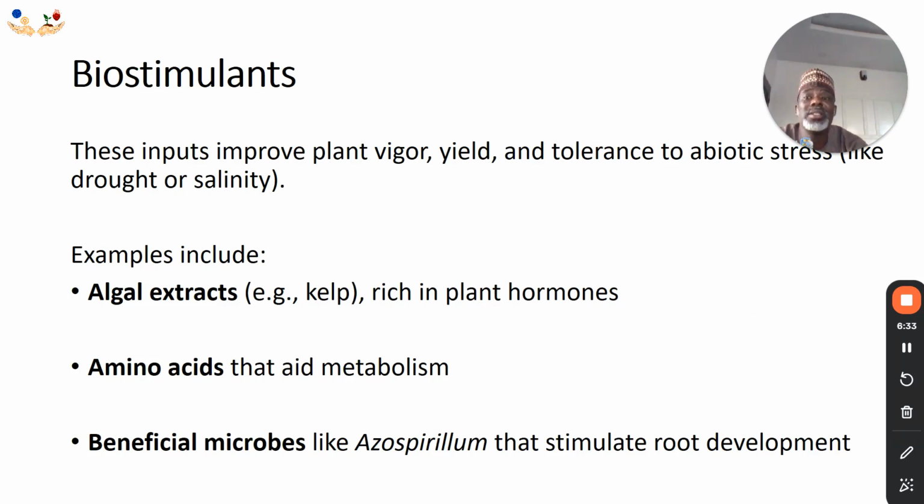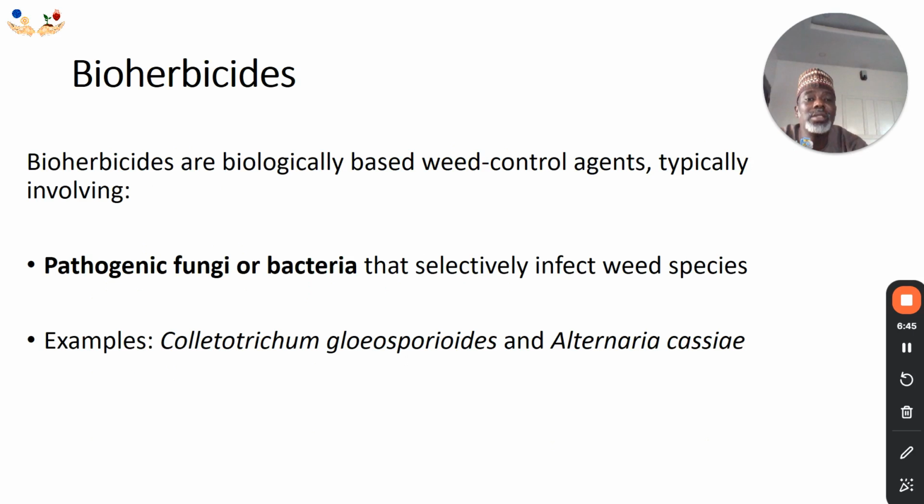Biostimulants are inputs that improve plant vigor, yield, and tolerance to abiotic stress like drought and salinity. Examples include algae extract, amino acids, and beneficial microbes like Azospirillum that stimulate root growth. Bioherbicides are biologically based weed control agents that usually involve pathogenic fungi or bacteria that selectively infect weed species. Examples include Colletotrichum gloeosporioides and Alternaria cassiae.